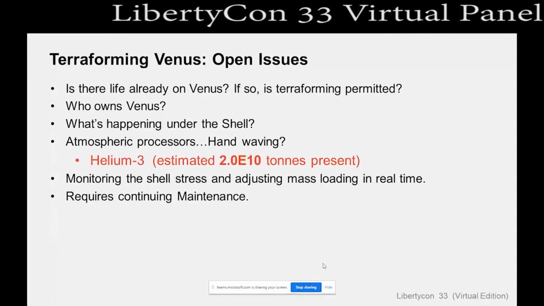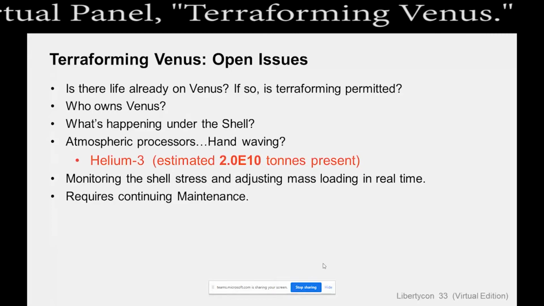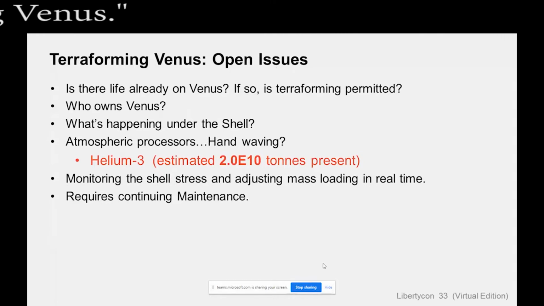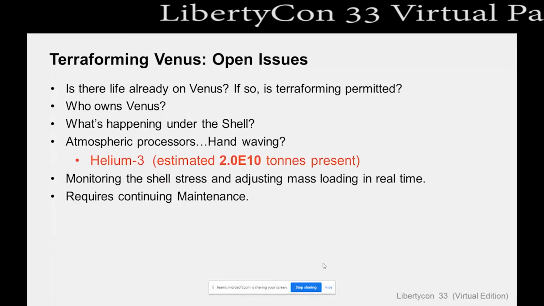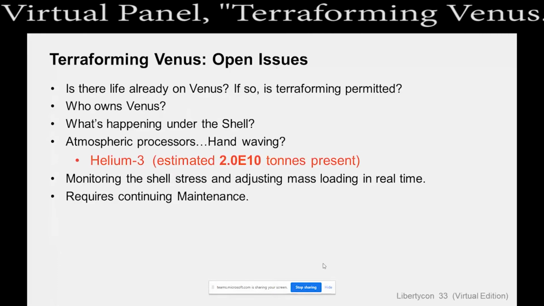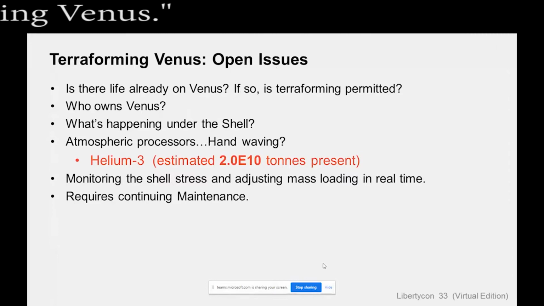What happens under the shell? Again, with the shell, all the gases under it are now in complete darkness. And over time, I imagine they would begin to cool off. And what that will mean is the pressure will decrease. The shell may go into more compression than you would like. And you can counter that simply by dropping some of the mass from the shell onto the Venetian surface.